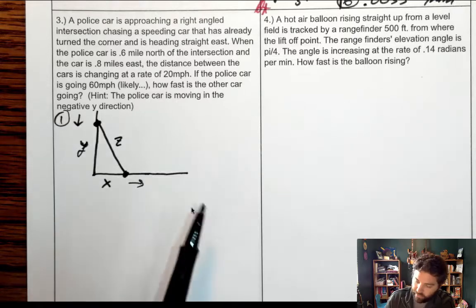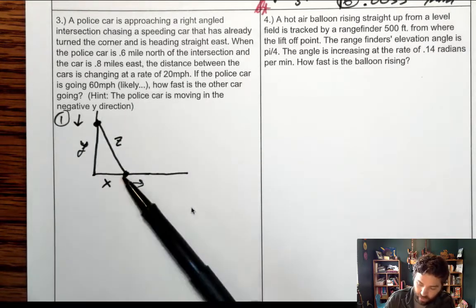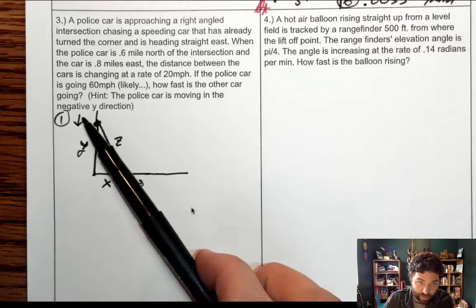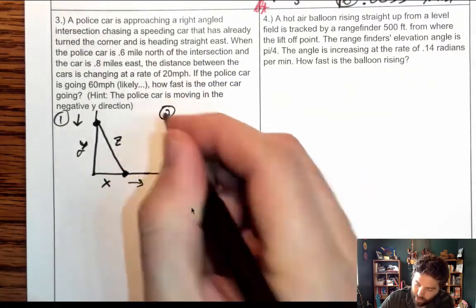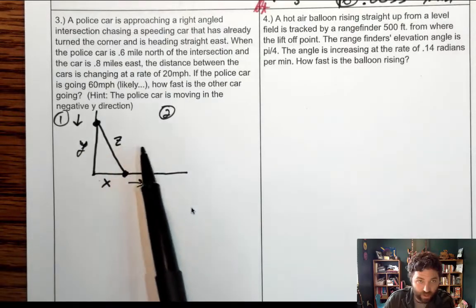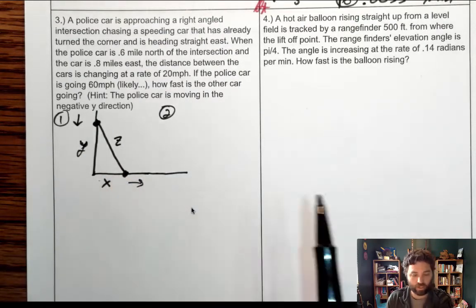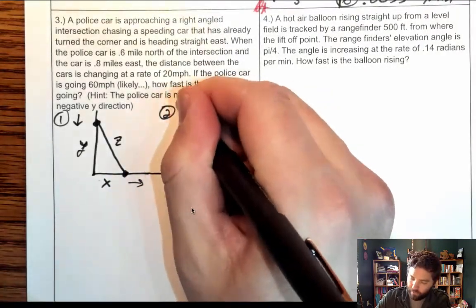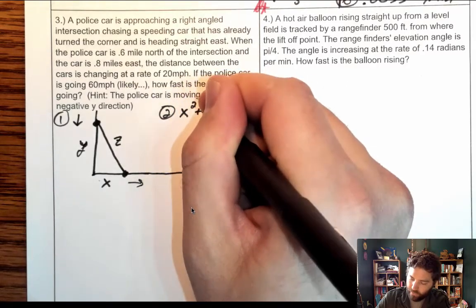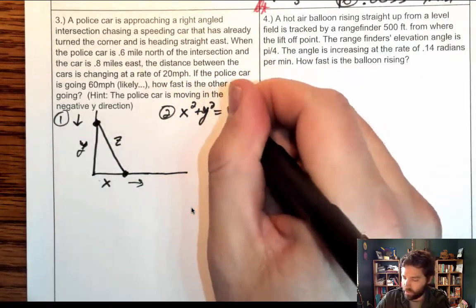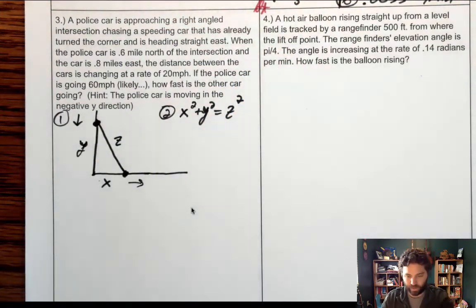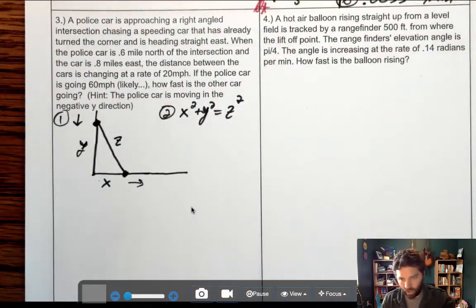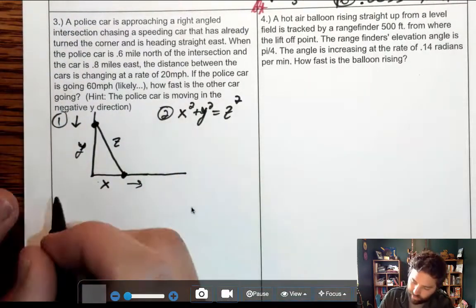Okay, so now that I've got my model sketched out very generally here, right? I didn't take any of these values and I didn't plug them in yet. I'm going to go get my model. So my model that relates x, y, and z, all the things that are relevant and changing, is just going to be the Pythagorean theorem. x squared plus y squared equals z squared. Okay. Now, for step 3, we're going to take the derivative, right?